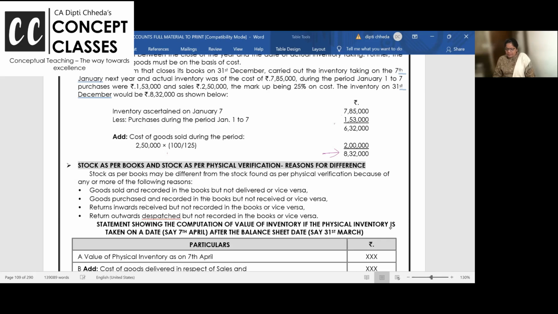Goods purchased and recorded in the books but not received. Return inward is received, sales return, but not recorded in the books. Purchase return has gone but not recorded. So what are the differences? Either you have received and not recorded, or you have recorded and not received. These all cases are there which can be possible.